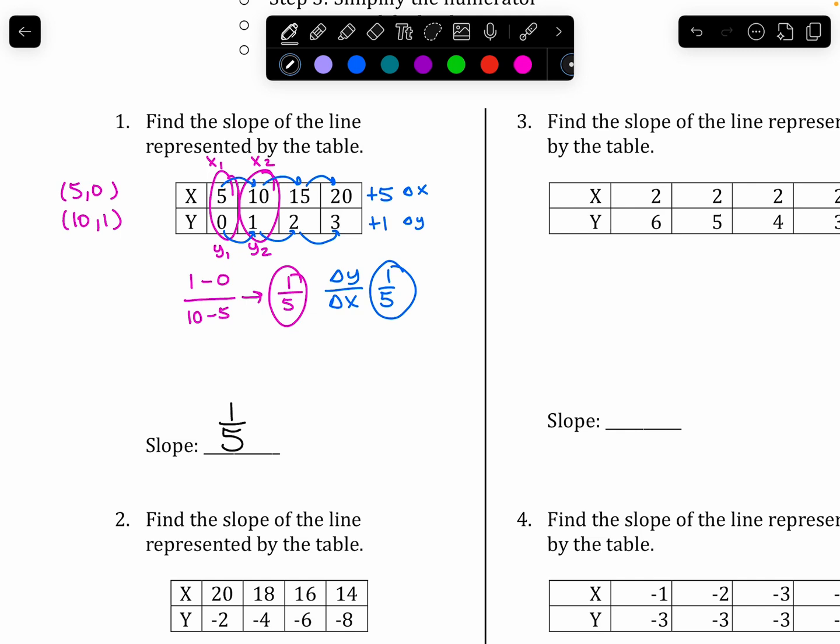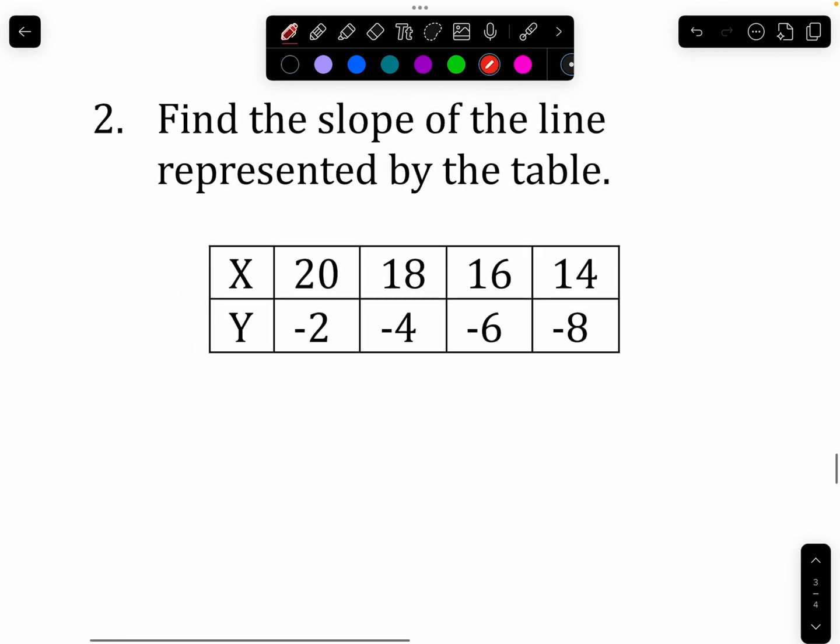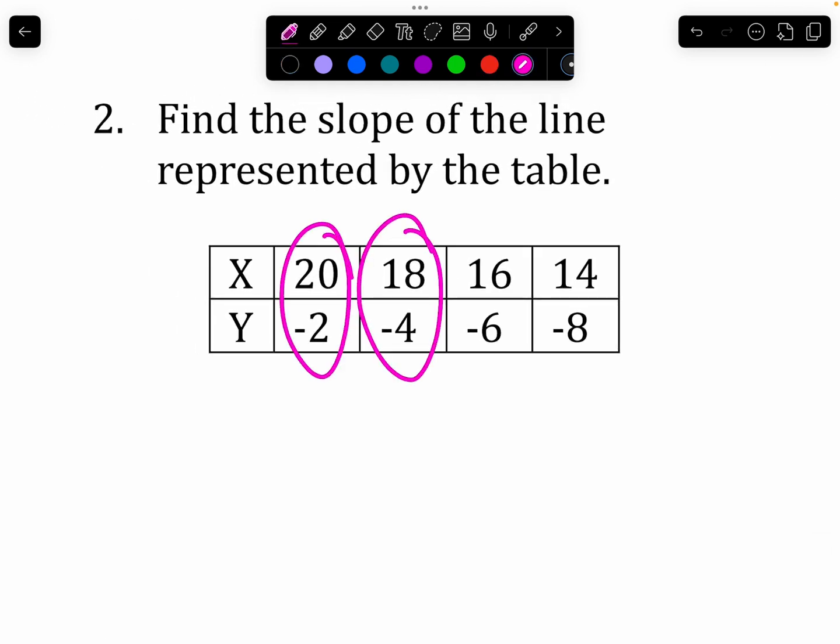Sometimes it's easier to do y2 minus y1 over x2 minus x1, especially if your table does not go by the same number the whole time. So my suggestion is for you to do y2 minus y1 over x2 minus x1, but it doesn't really matter here, okay? All right, let's go to number 2.